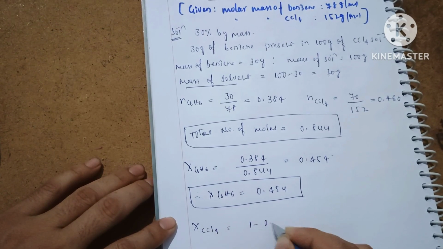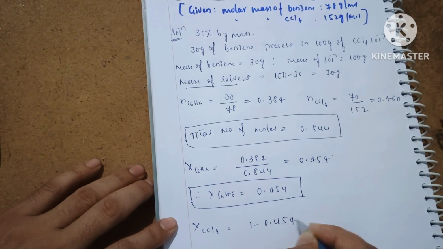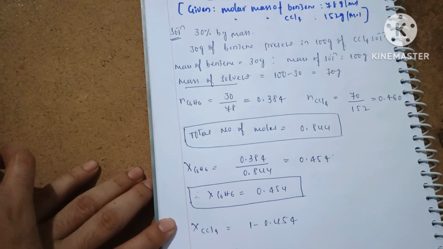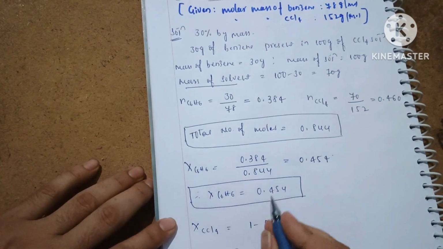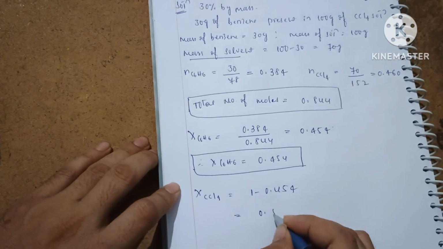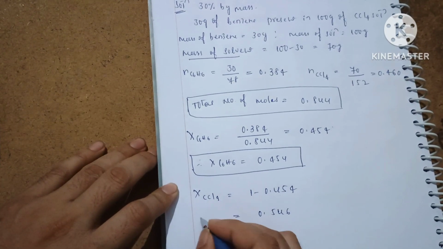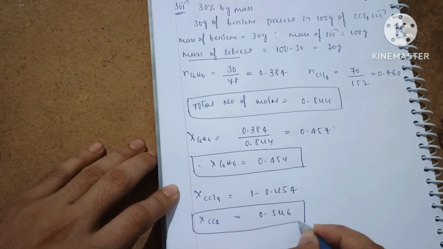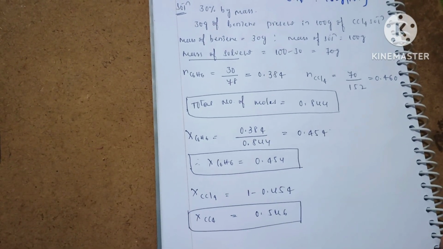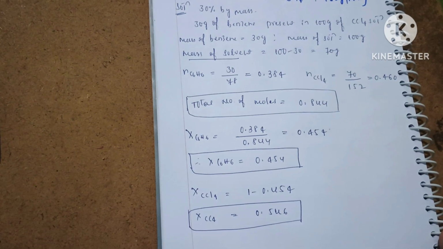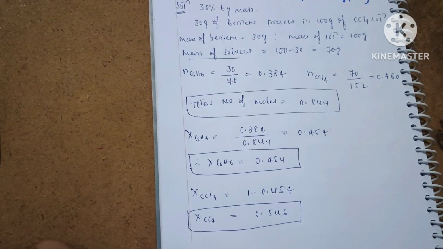And we can also calculate the mole fraction of CCl4, that is X of CCl4, which is equal to 1 minus 0.454, which becomes 0.546. That is, the mole fraction of CCl4 is 0.546. So this is the mole fraction of benzene calculated when 30% of benzene is given. Okay, this is the second numerical.